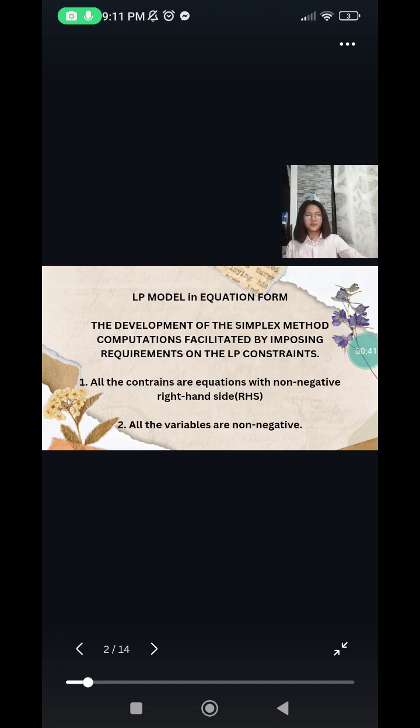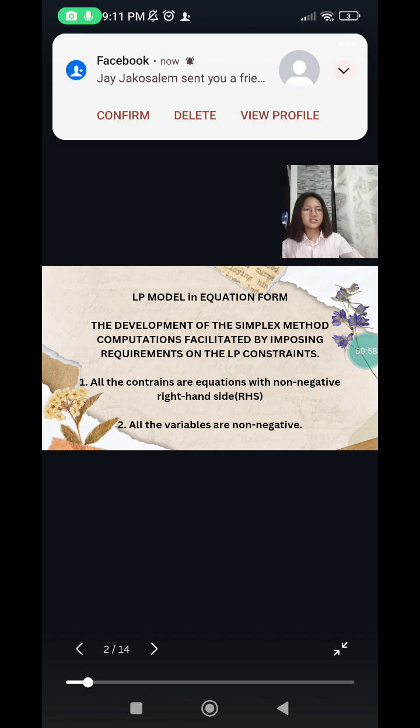Next, the LP model equation for the development of the simplex method: computation is facilitated by imposing requirements on the constraints. There are two types of requirements. First, all the constraints or equations must have a non-negative right-hand side. Next, all the variables are non-negative.